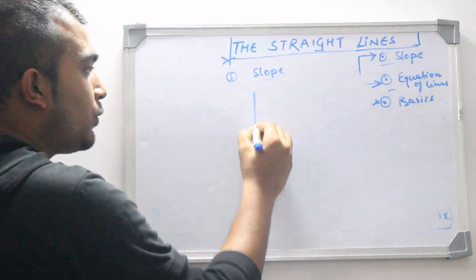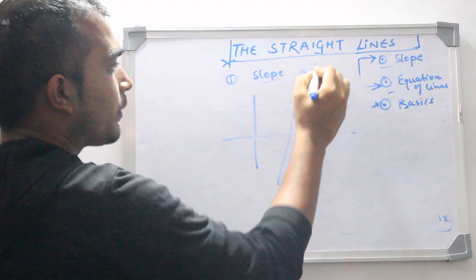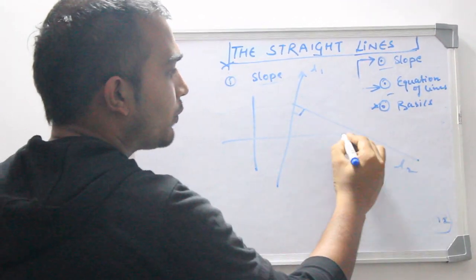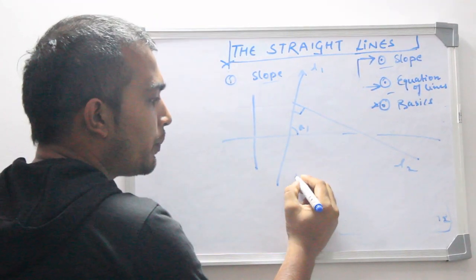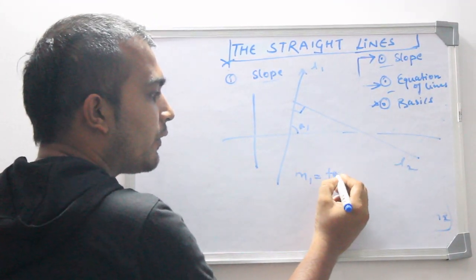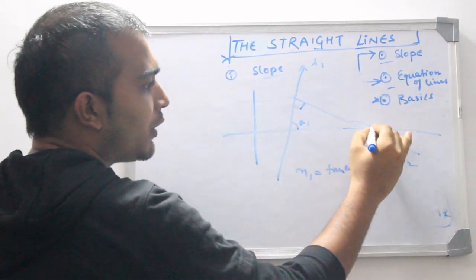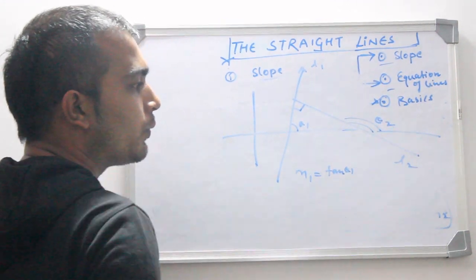The second condition is if two lines are perpendicular to each other. Say this is line 1 and this is line 2, which are perpendicular. And this angle is given as theta 1. So slope m1 will be nothing but tan of theta 1. For line 2 we need to find out this angle. Say this is theta 2.